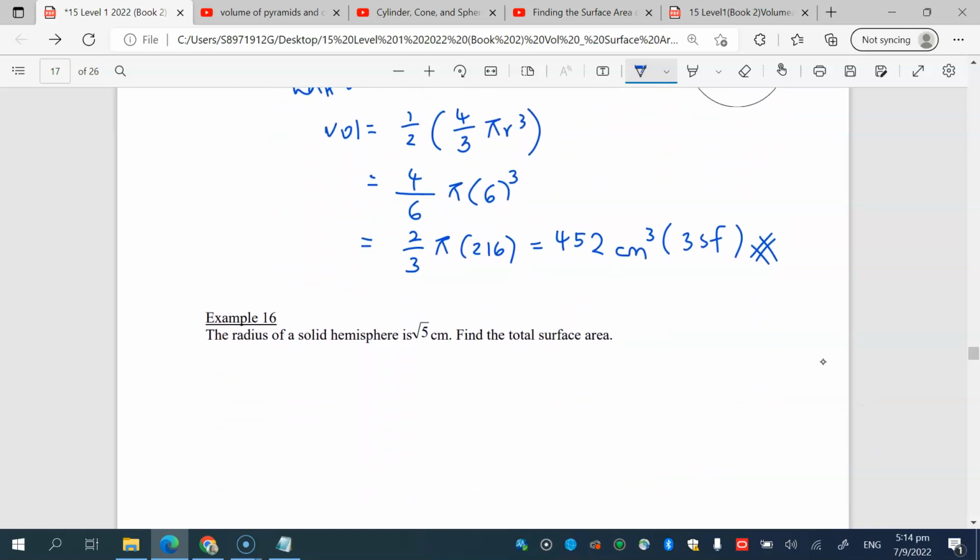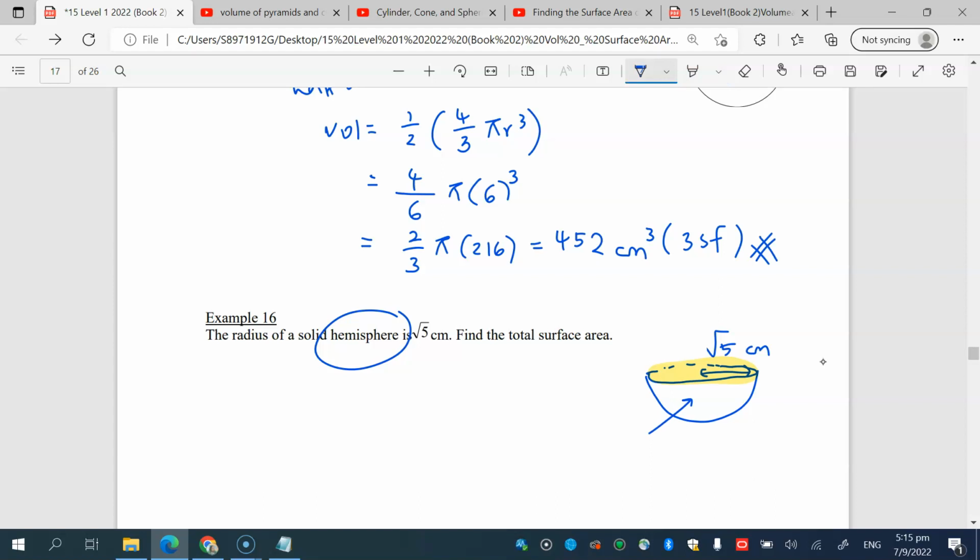Next, we have the radius of a solid hemisphere is root 5 cm. Find the total surface area. So solid hemisphere, hemisphere means only half a sphere. It looks like that, like a bowl. The radius is root 5 cm. Find the total surface area. Now, when it's solid, that means that the top part, the circle here, is also completely filled, right? And then there's the curved part over here.